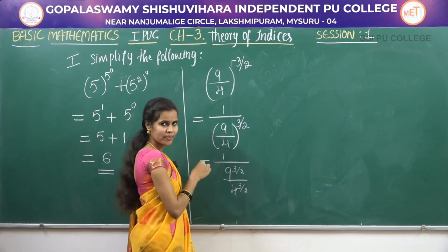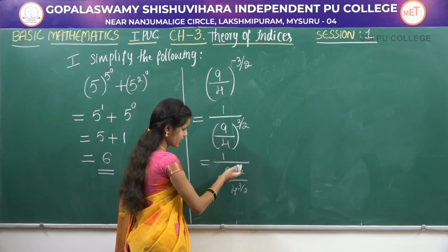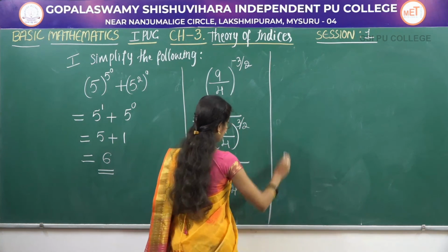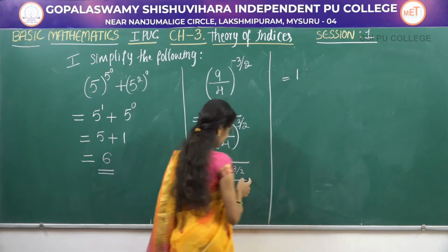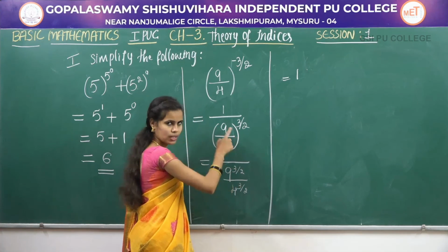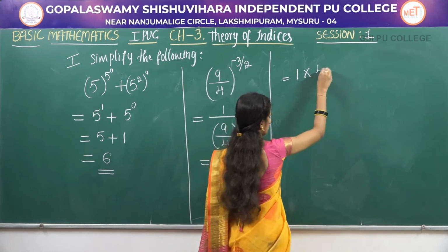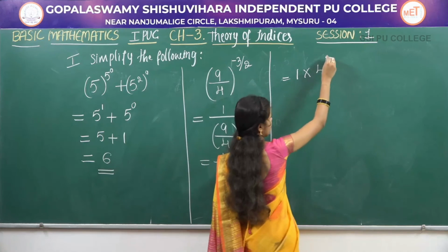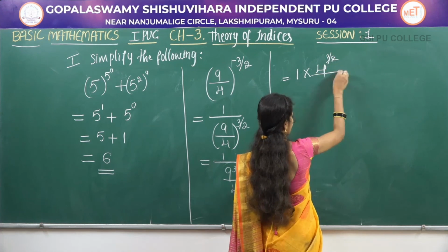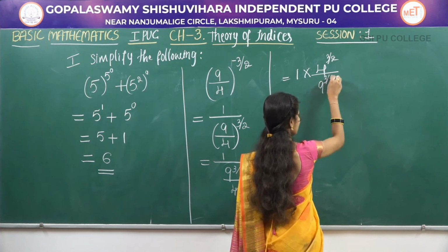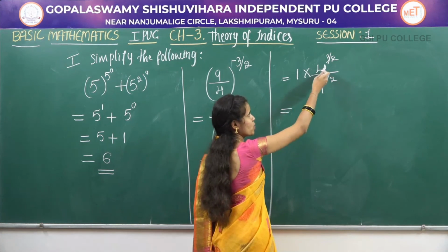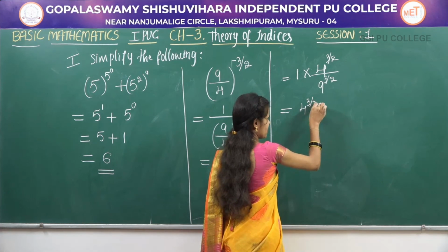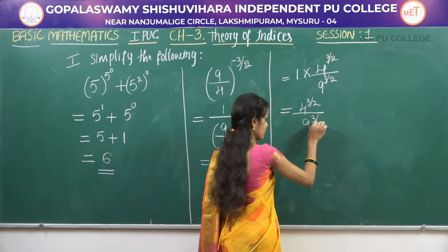So here apply the fifth law of exponents. Next, take this whole term to the numerator, then it becomes 1 into 4 to the power of 3 by 2 divided by 9 to the power of 3 by 2. So 1 into 4 to the power of 3 by 2 divided by 9 to the power of 3 by 2 is 4 to the power of 3 by 2 divided by 9 to the power of 3 by 2.